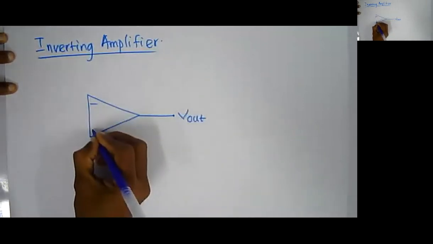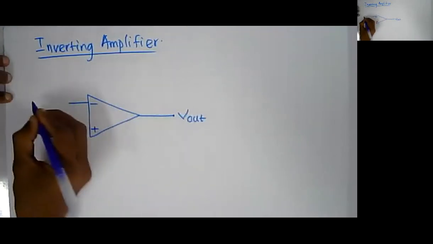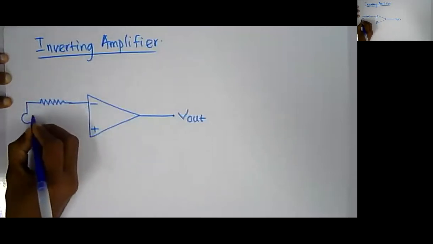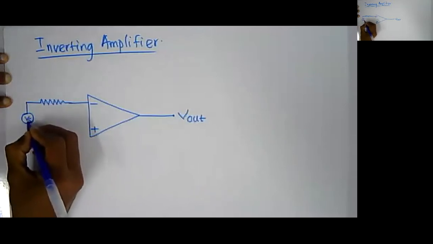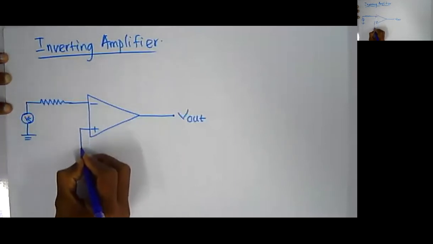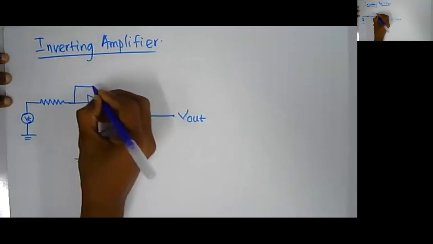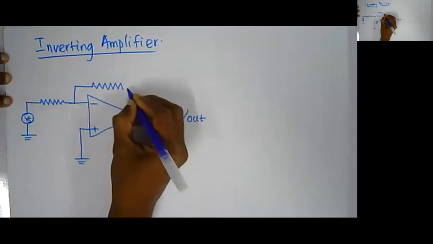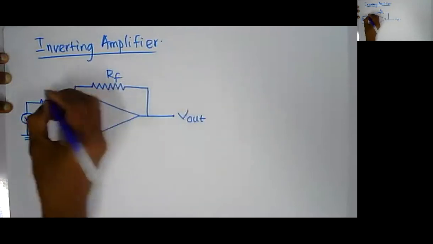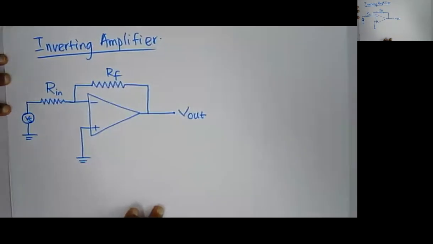And then I have my inverting and non-inverting terminal. This is your inverting terminal. I'm going to have a resistance here, and then here I am going to have my Vs or V in. I am going to ground my non-inverting terminal. Also, I am going to have a feedback resistance between my input and output. Let's take it as Rf and this as R in. This is Vs and V out.